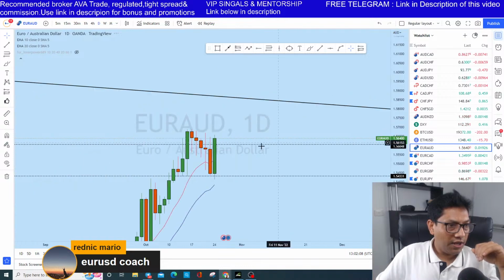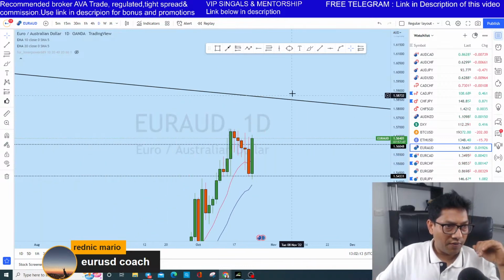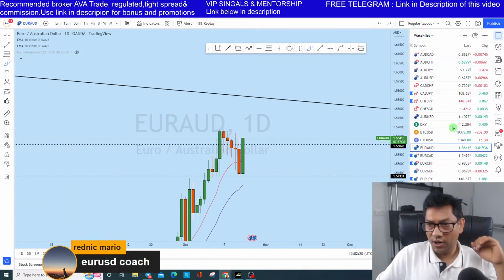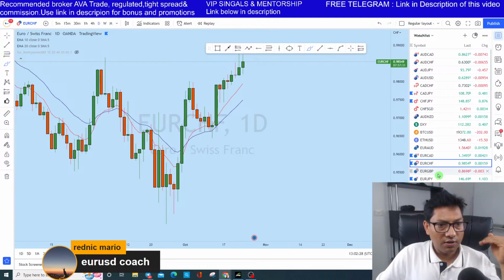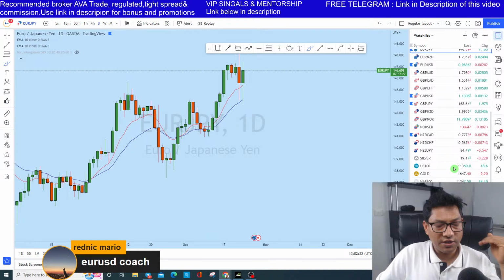So for daily, what I would say about Euro AUD is that after a significant retracement, we can expect this price to go up, and then we can say that Euro AUD is set for a rise. Like all other Euro pairs, like Euro CAD and Euro CHF, we see in fact a strong bullish momentum.